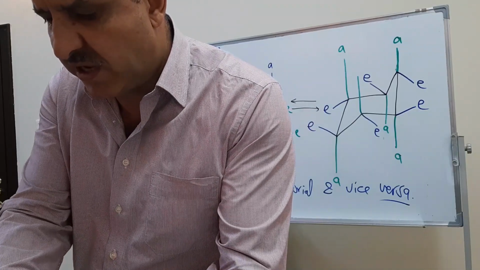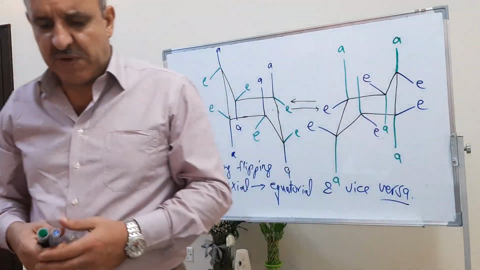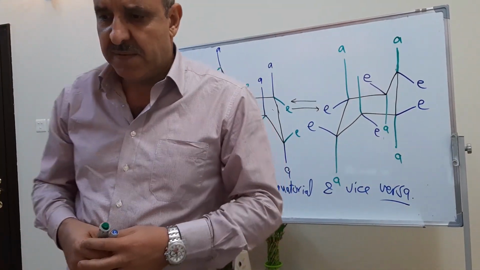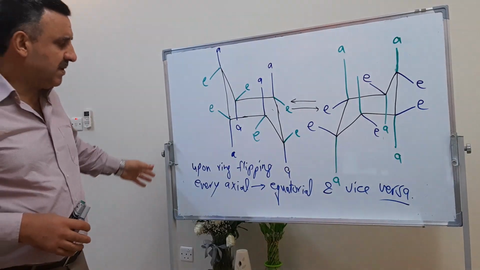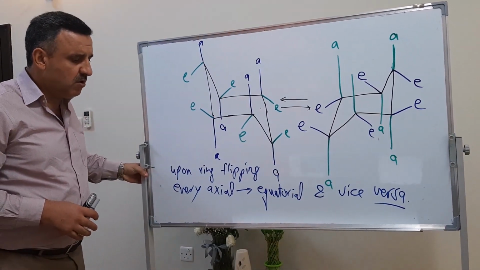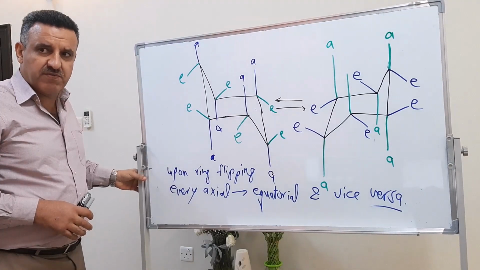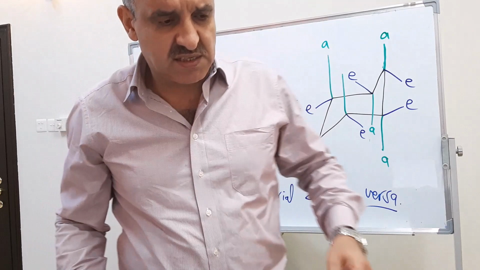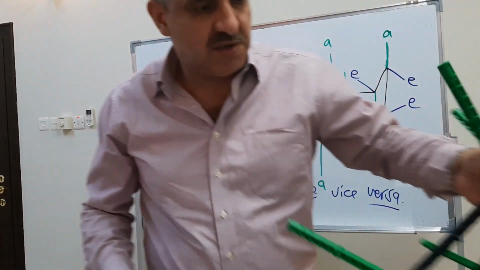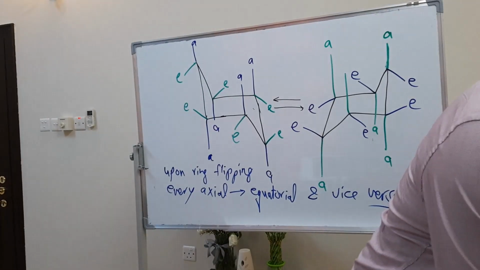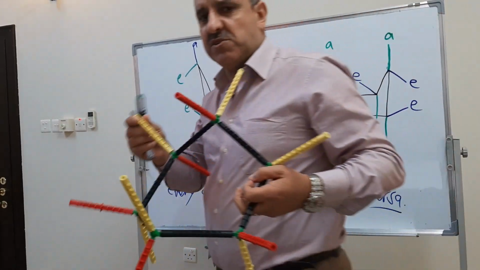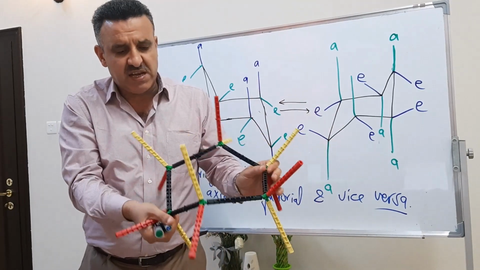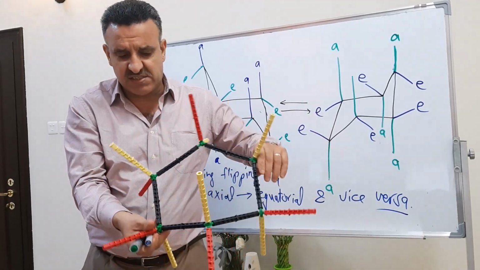Welcome everybody. Today we will continue what we discussed in chapter 4, which is about the conformation of cyclohexane. The first thing we want to continue is to study in more detail the conformation of cyclohexane. As we said in the previous lecture, the most stable conformation of cyclohexane is the chair conformation, as you can see here.